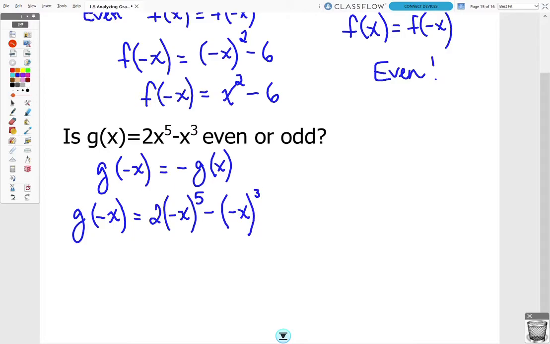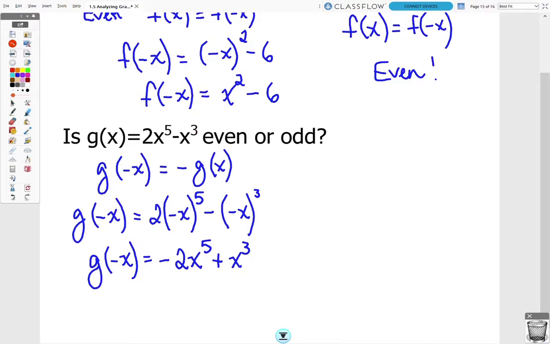So we're going to take this equation and simplify. So g of negative x is equal to a negative to the 5th power stays negative. So this becomes negative 2x to the 5th. A negative to the 3rd, same thing. So this becomes negative x to the 3rd. But a negative on the outside is going to turn that into a plus. All right, so g of negative x is equal to this.